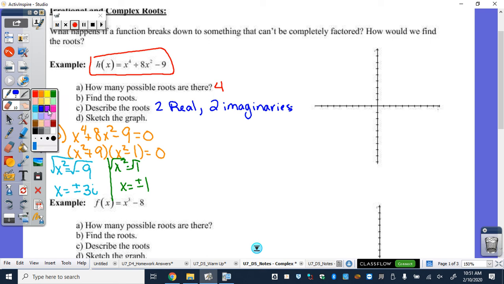So then part D, sketching our graph. We'll start off with the 2 real roots that we can actually put on the graph, so positive 1, negative 1. Imaginaries don't hit the x-axis, so I can't account for those. I can't put them anywhere. I can figure out my y-intercept. So if we look at our equation, what is our y-intercept? Negative 9, so I'm going to go down to negative 9.